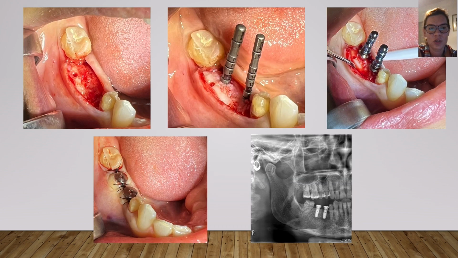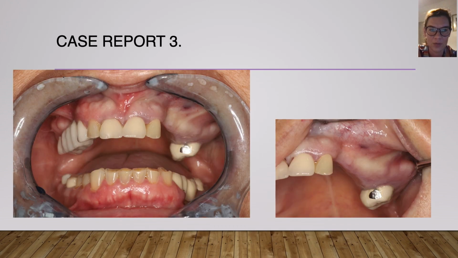So here are the pictures of the second surgery. First I made only a little flap, also an envelope flap, I removed the screw from the block and I placed the 2 implants in. And right now the patient is waiting for the crowns.